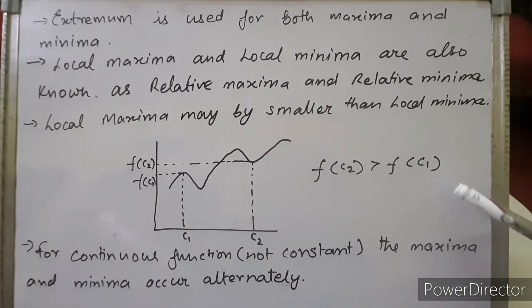Okay, this could happen. The next point is: for a continuous function but not constant, the maxima and minima may occur alternately. That means one after the other. One maxima, then we get minima, then we get maxima, like that. Alright children, note down these points please.